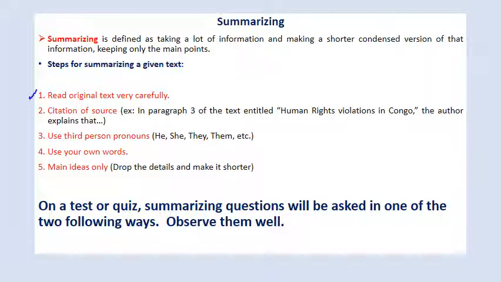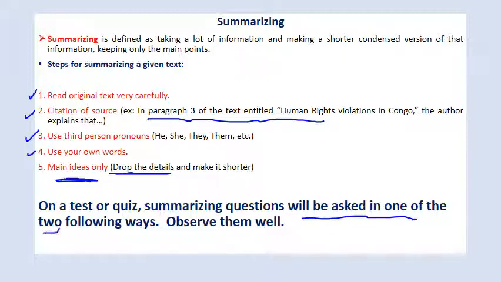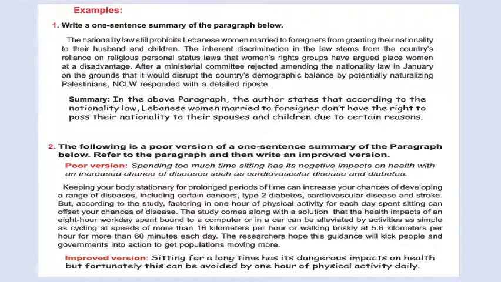Read the text. Use citation. I gave you an example of citation. Use third-person pronouns, of course, not I, you, he, she, they, them. Use your own words, main ideas only, and drop the details. Make it shorter. Okay? On a test or quiz, summarizing questions will be asked in one of two of the following ways. We took those before, but it's good to remind ourselves.